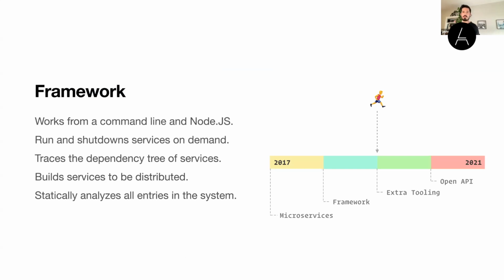So with this, we ended up creating a framework that works from a command line in Node.js, can run and shut down services on demand, traces the dependency tree of every service, and allows you to build services independently to be distributed and deployed as microservices while you preserve the ability to have them all together running in a single server that is lazily evaluating each of the handlers. So it starts real fast. And it also allows you to statically analyze all entries in the system.